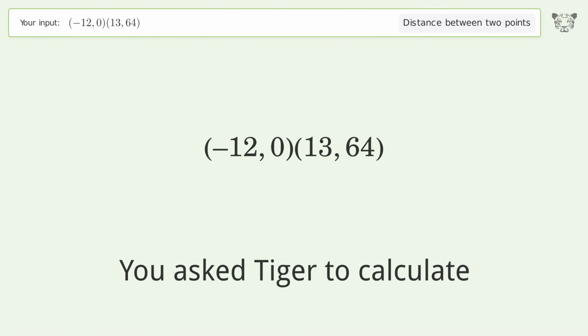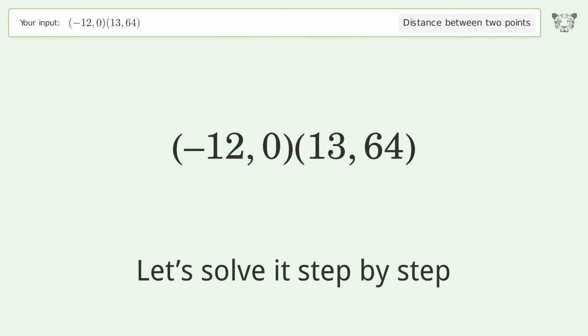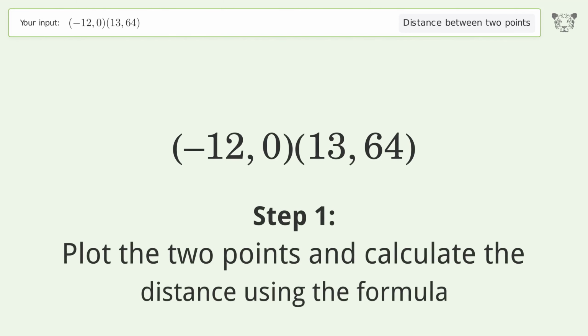You ask Tiger to calculate. This deals with the distance between 2 points. The distance between the 2 points is the square root of 4,721, or 68.71. Let's solve it step by step. Plot the 2 points and calculate the distance using the formula.